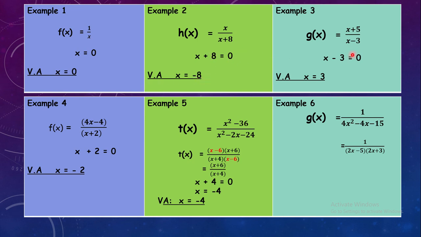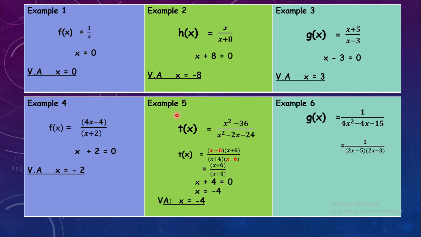Example number 3, g of x is equal to x plus 5 over x minus 3. So, denominator pa rin, lipat mo lang si negative 3 sa kabila, magiging siyang positive 3. So, our vertical asymptote is positive 3. Example number 4. Okay, tingnan nyo sa number 4. Kinuha lang natin yung denominator niya, nilipat mo lang, and that is your vertical asymptotes.